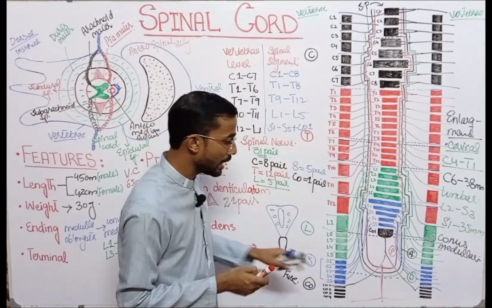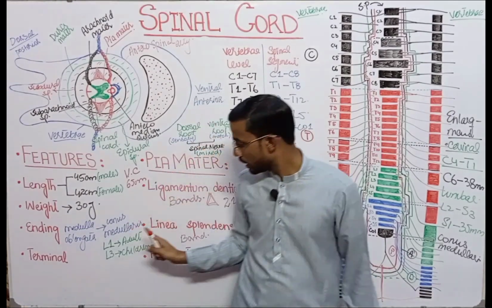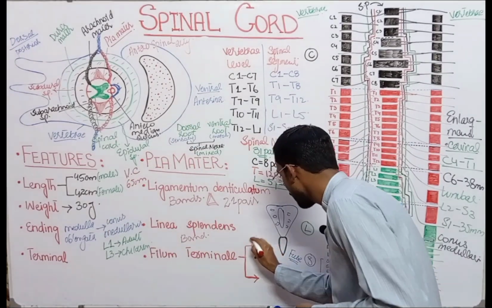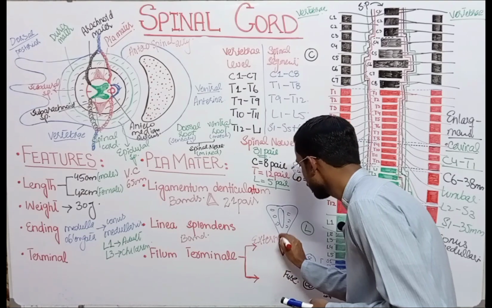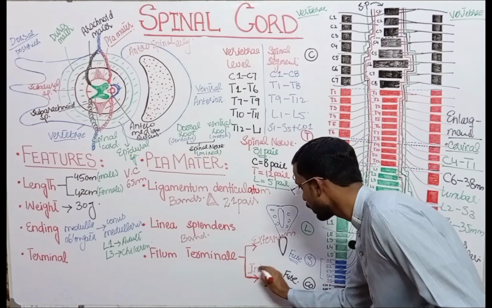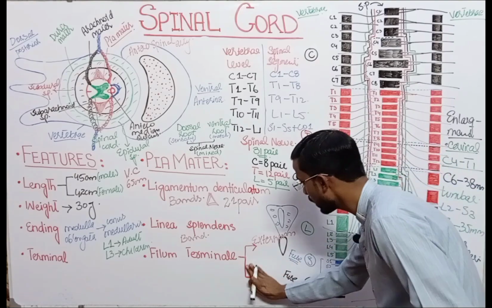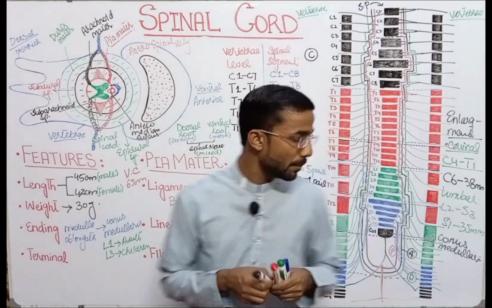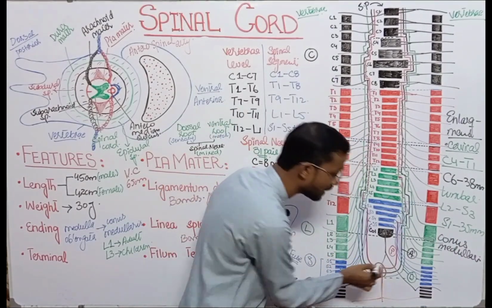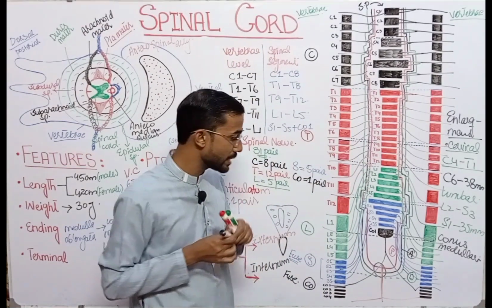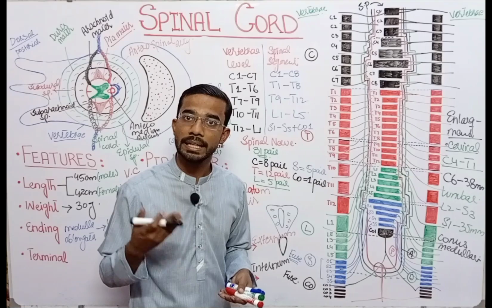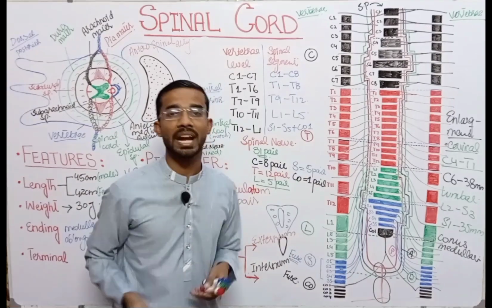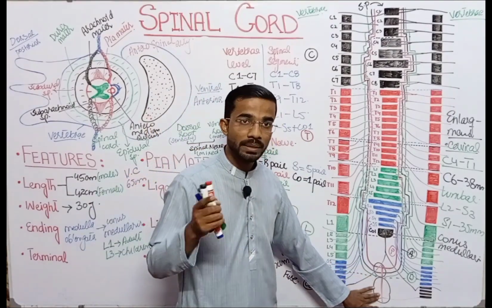You will see that the filum terminale actually has two parts: the externum and the internum. The part of the filum terminale which is present within the arachnoid and the dura mater is called the filum terminale interna, and the region of the filum terminale which is present outside the dura mater is called the filum terminale externa.